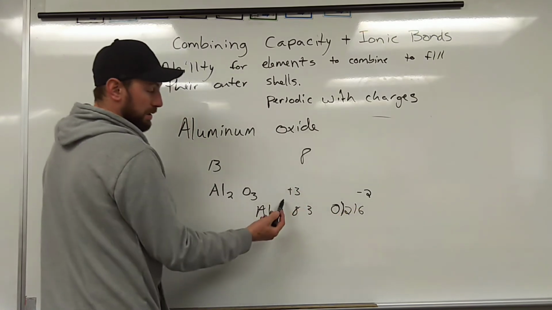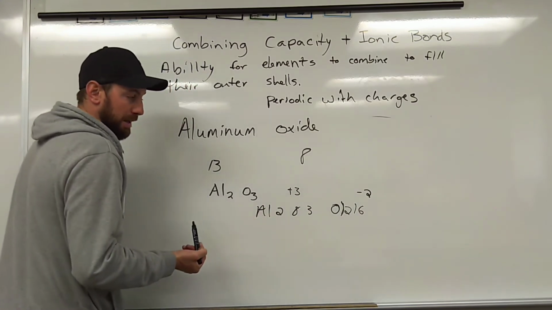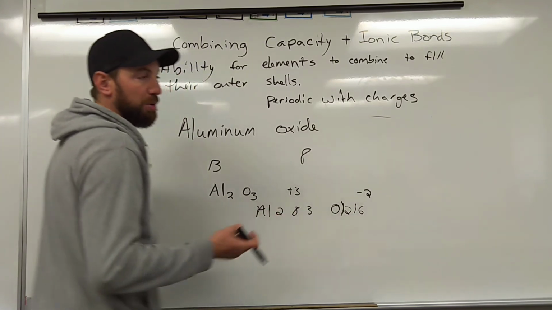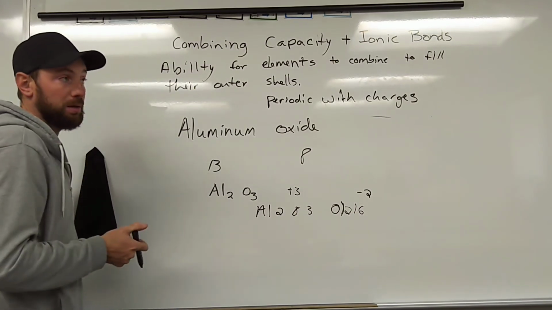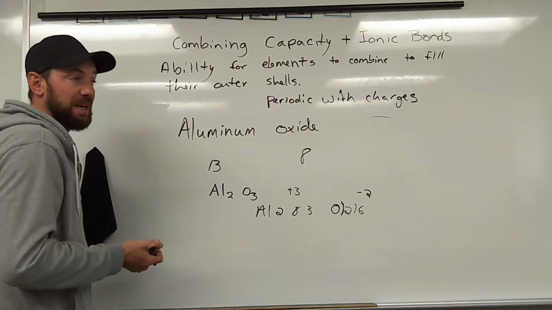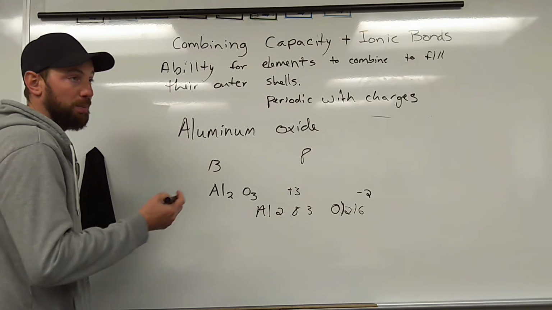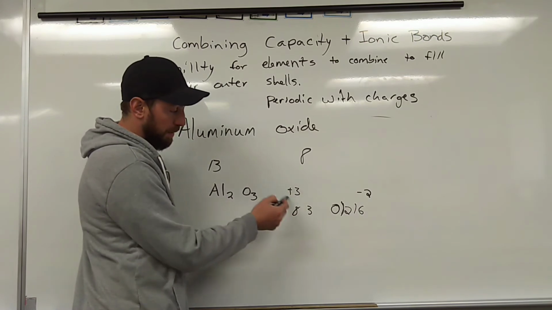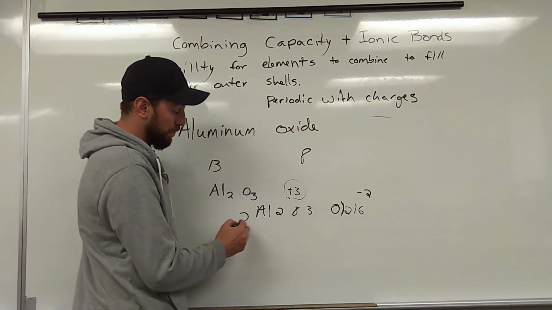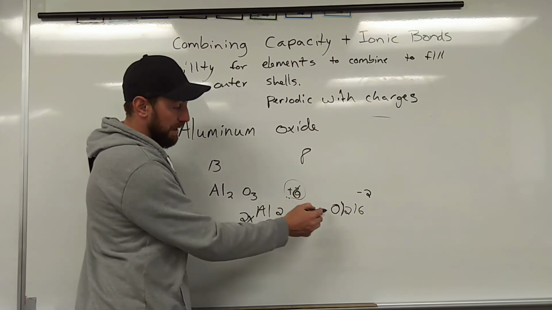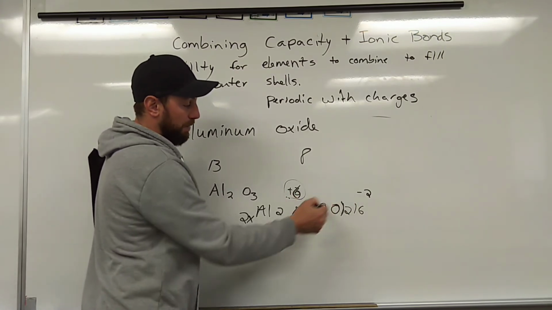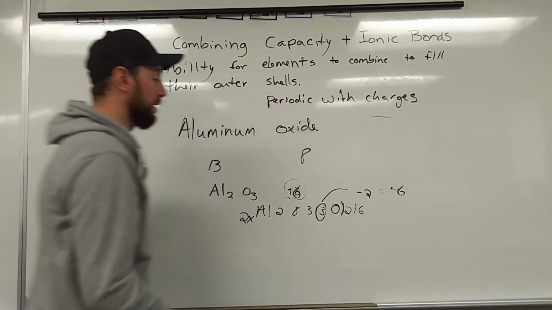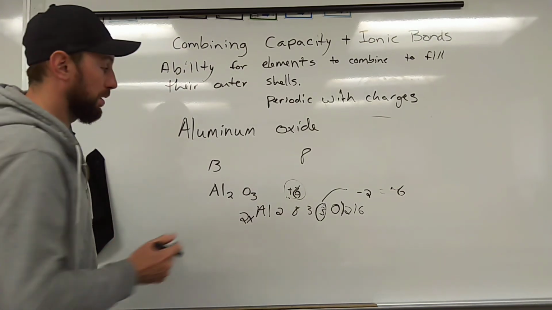So now when you look at this, the easiest way I think of it is, how can we get that to equal 0? Well, 2 and 3, what's a multiple that would work? Well, it would be 6. A common multiple for those would be 6. So how do you get this number to be 6? If one of them is 3 and you had 2 of them, then this would be plus 6. And if you had 3 oxygens, you would have negative 6. 3 times negative 2 equals negative 6. So now we have a balanced equation.